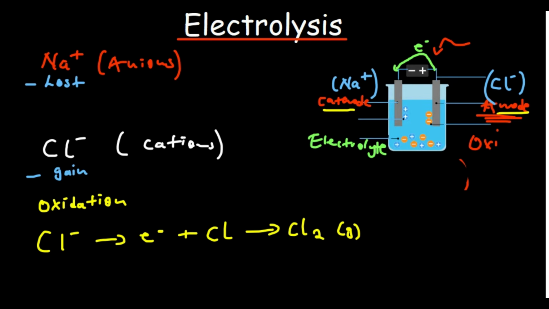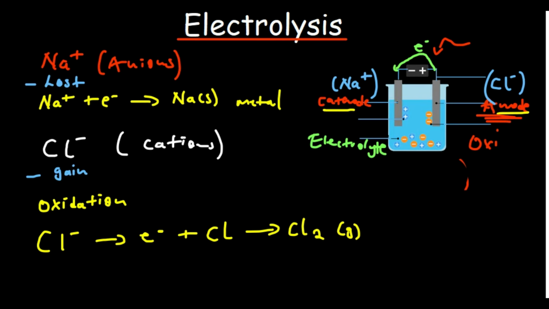And then for the reduction, which happens to the positively charged ions, we have the sodium ion gaining an electron which has come from the anode, to give us sodium in solid or metal form. So this is a summary of what happens.